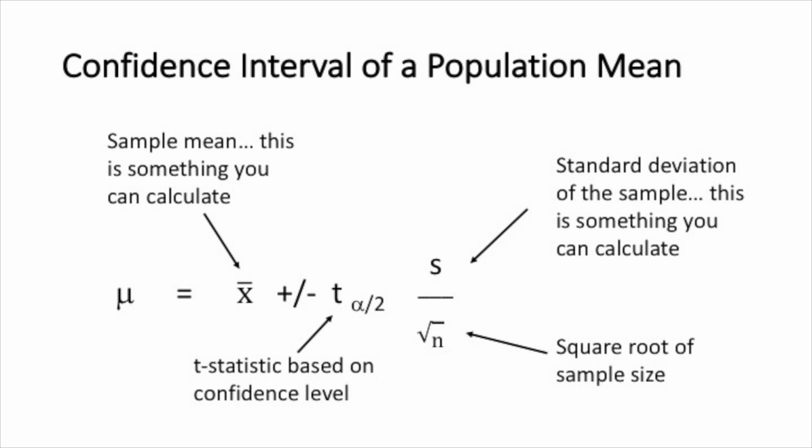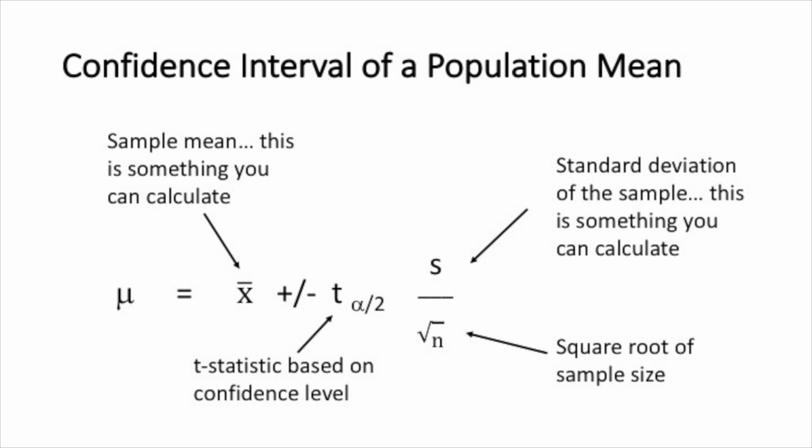One of the most common applications of statistical inference is to use information from a sample to estimate a population mean value. When we do this, we're actually estimating a confidence interval of that population mean. So here you see the formula. Mu represents the population mean. That's ultimately what you're trying to estimate.